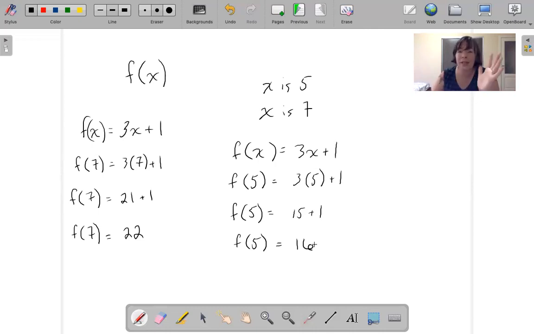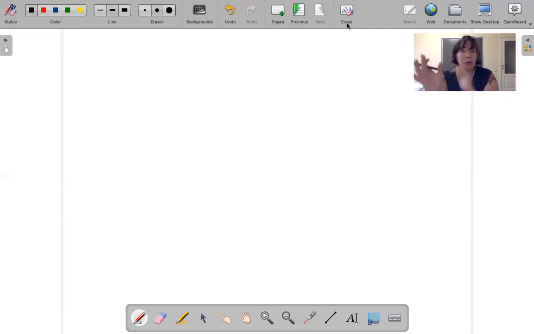Do not let yourself get overwhelmed or nervous or scared when you see this scary, scary thing of f of x. All it is just a fancy way of saying when x is something, this is what I do with it. Now I'm going to get a little crazier.